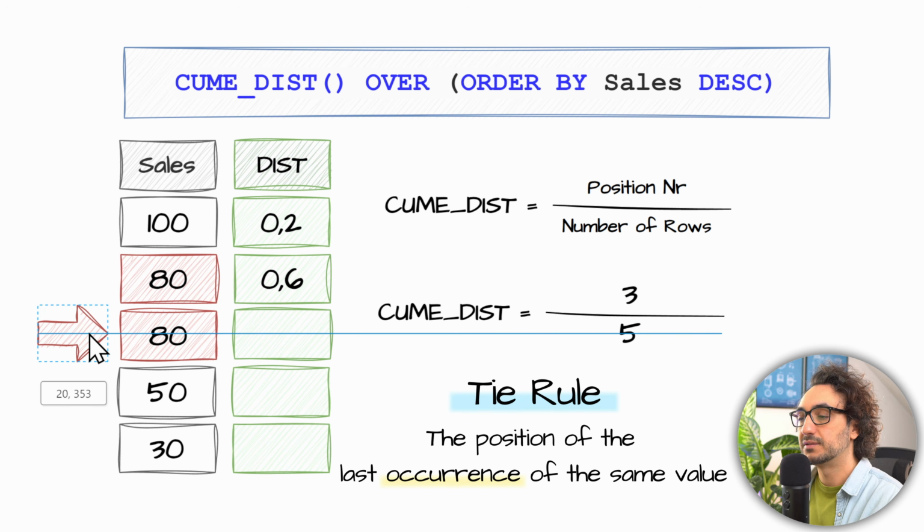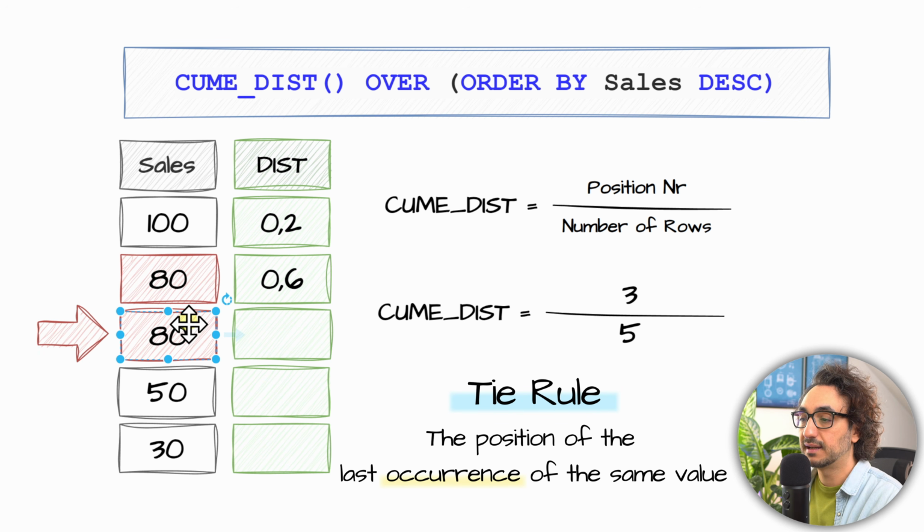Let's go to the third row, and as you can see, we are again in a tie, but this time this is the last time we see 80. So next we don't have 80. What's going to happen? We're going to have the exact same results. So it's going to be 3 divided by 5. As you can see, if we have a tie, they're going to share the same percentage. So that means with the CUME_DIST, if you have the same values, they're going to share the same rank.